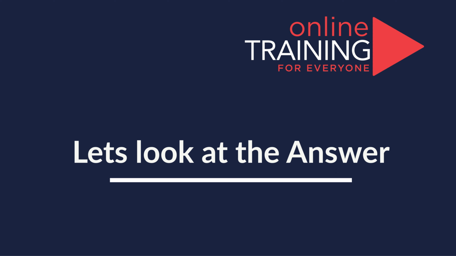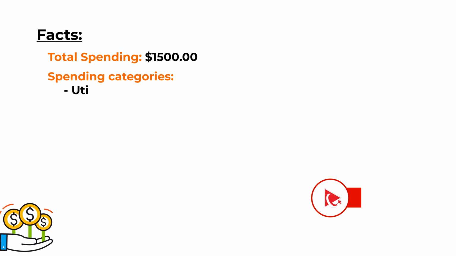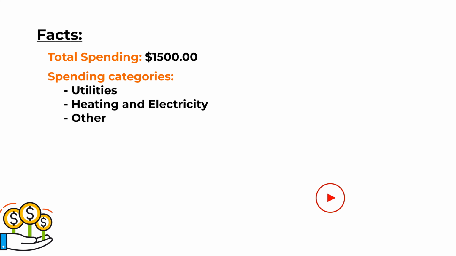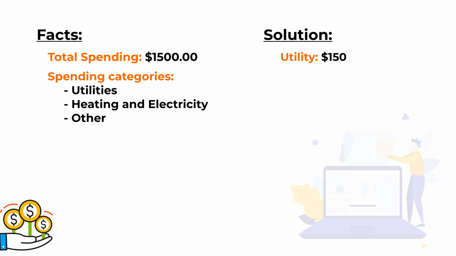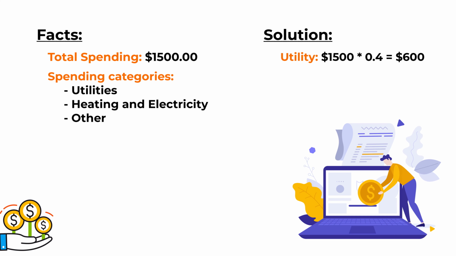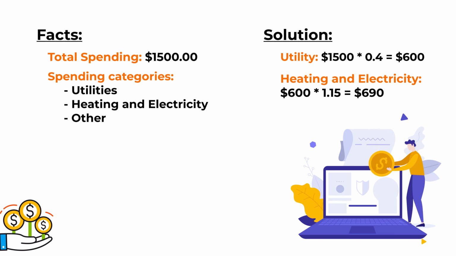Let's first look at the factual information. Total spending is $1,500, and spending categories that we've learned about are utilities, heating and electricity, as well as others. Because there are 3 spending categories, let's calculate the values in each one based on the data that we have. To calculate the amount spent on utilities, we need to multiply 1,500 by 0.4, and the end result of this is $600.